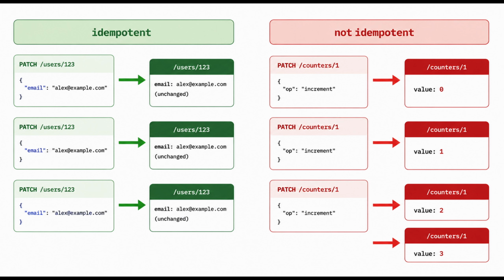Quick, honest note on idempotency. Patch is technically not guaranteed to be idempotent. If your patch increments a counter, 3 calls increment it 3 times. If your patch sets an email address, 3 calls set the same value 3 times. The behavior depends on what you are doing. In practice, most patch implementations are idempotent. But if you are building something with automatic retries, worth knowing.